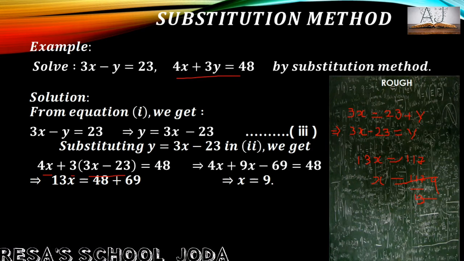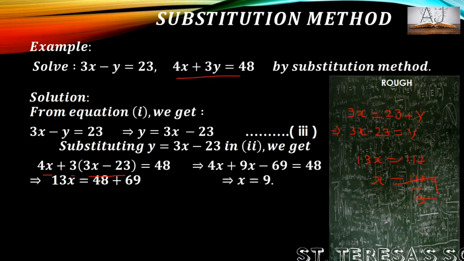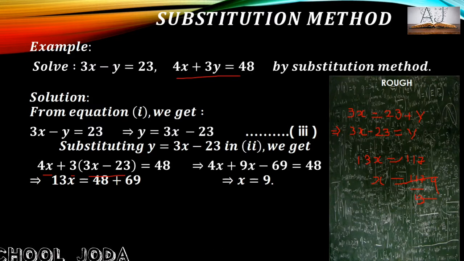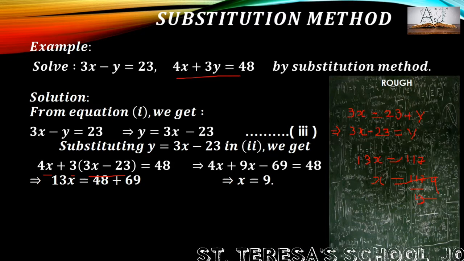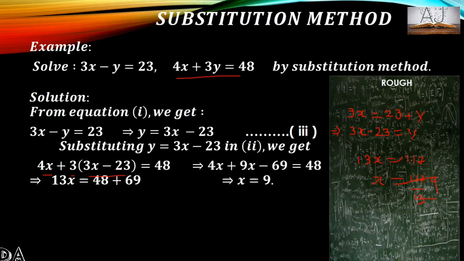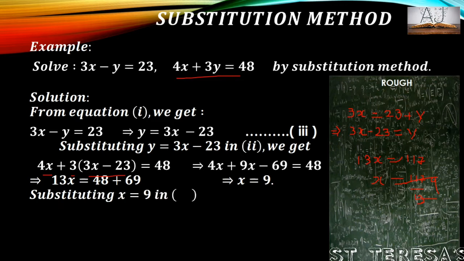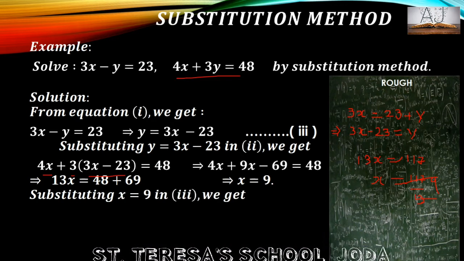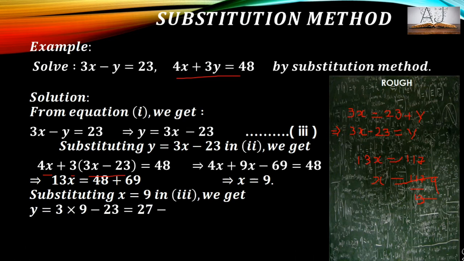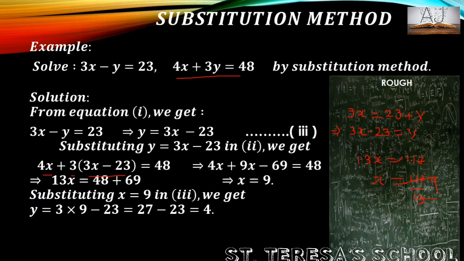We have got one of the values. There were two variables, x and y. So we have got the value of one of the variables, that is x. Now we want the value of the other variable, that is y. Also we have to find the value, meaning root or solution, of y. Remember, this x will satisfy both the places. So now we'll substitute the value x equal to 9 in the third equation which we have got, where we made y the subject, y equal to 3x minus 23.